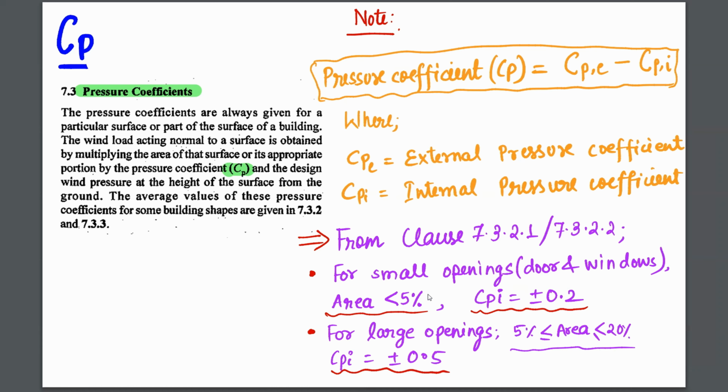If the area is less than 5%, then you have to take Cp internal as plus 0.2 and minus 0.2. And if the opening area is large, that is area lies between 5% to 20%, then we have to take Cp internal as plus or minus 0.5. So I am assuming that my opening area lies between 5% to 20%, then Cp internal will be plus minus 0.5. So among these two variables, I got Cp internal values. But for Cp external values, we have to refer to a table given in IS code from where we can calculate Cp external.